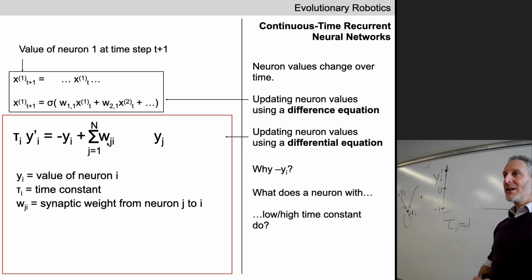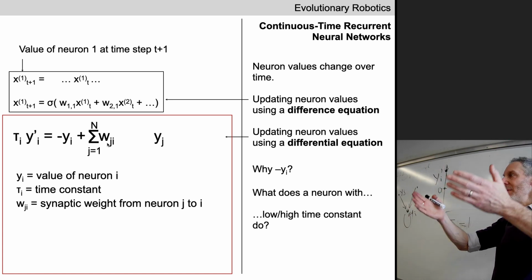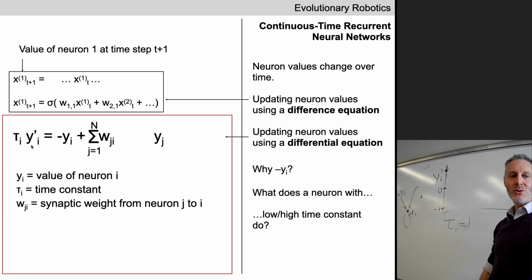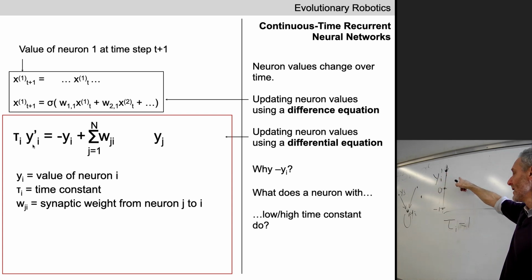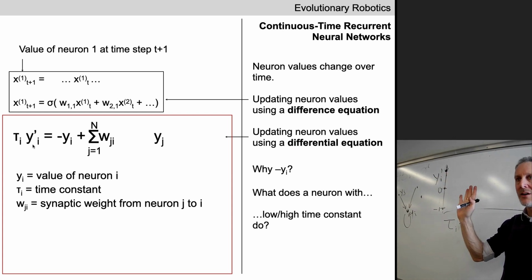Let's make things easy on ourselves. Let's assume that all 19 W's, all the incoming 19 weights to this neuron, are all 0. Then we just go back to what we had before. The behavior of this neuron, it's trying to decay towards 0. This is 1. We're okay.